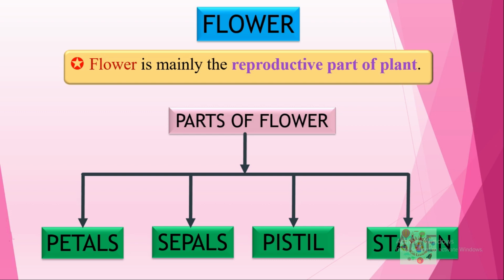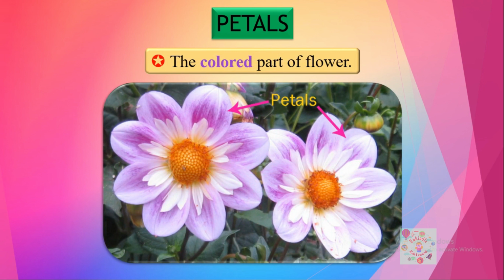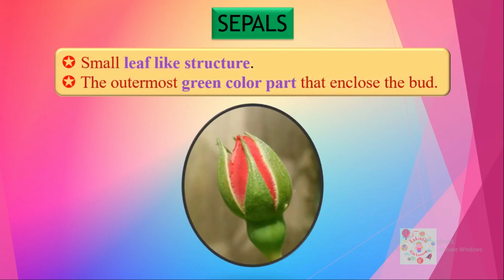Okay, so let's study about petals. It is the colored part of flower. Here you can see the different multiple colors, isn't it? So this is called petals. What is sepal? Sepals are small leaf-like structures, the outermost green colored part that enclose the bud. So these are sepals, which are green in color and they enclose the bud. So now we understood the difference between petal and sepal, right? Good.